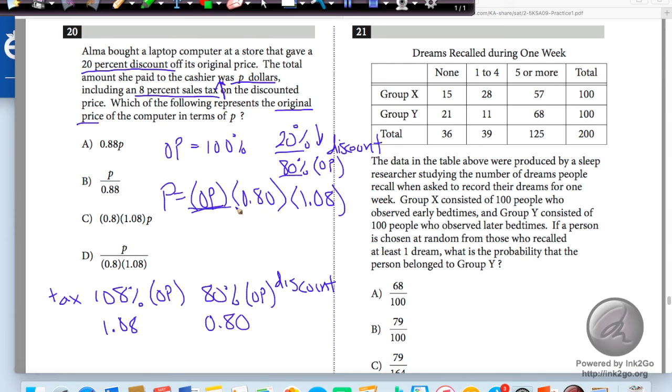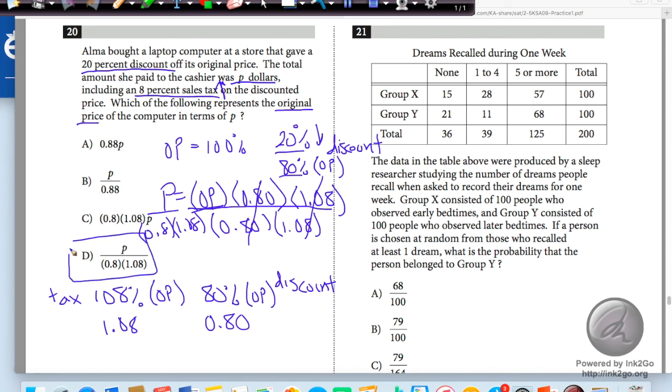Meaning that I need to divide, right, in order to get original price by itself. So I'm going to divide both sides by 0.80, as well as 1.08, right? And then I'm going to cross those out. And then I'm going to divide this side as well by 0.8, as well as the 1.08. So I should see here that these should appear within a fraction form as well as within the denominator when solving for my original price. And D is going to be your best possible answer for that.